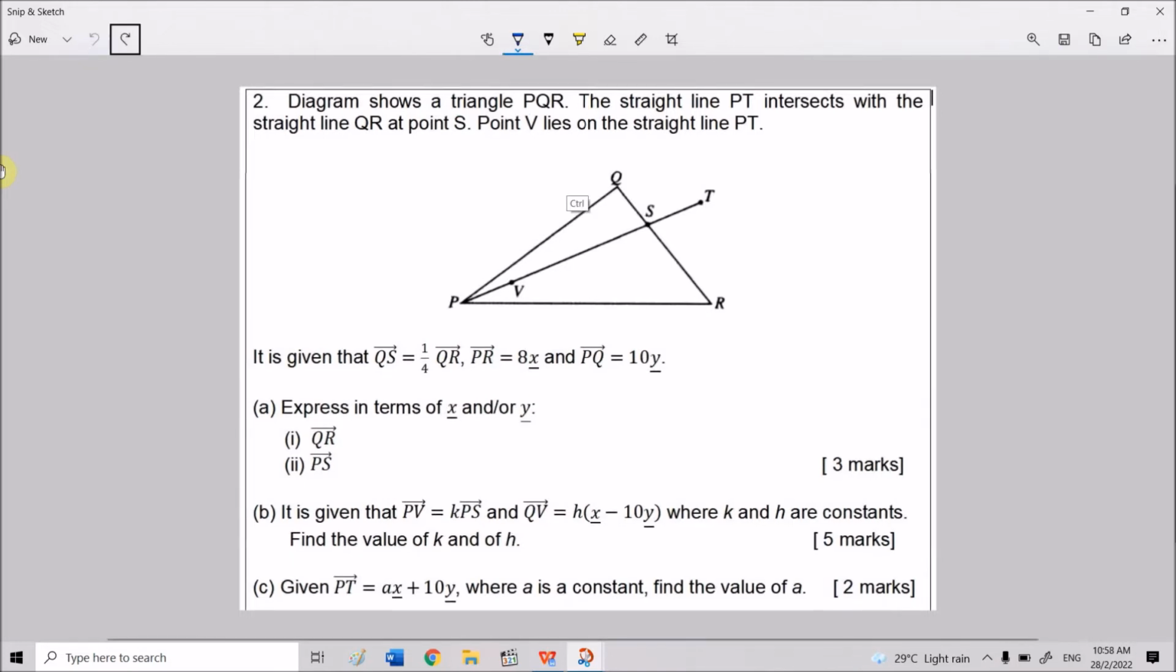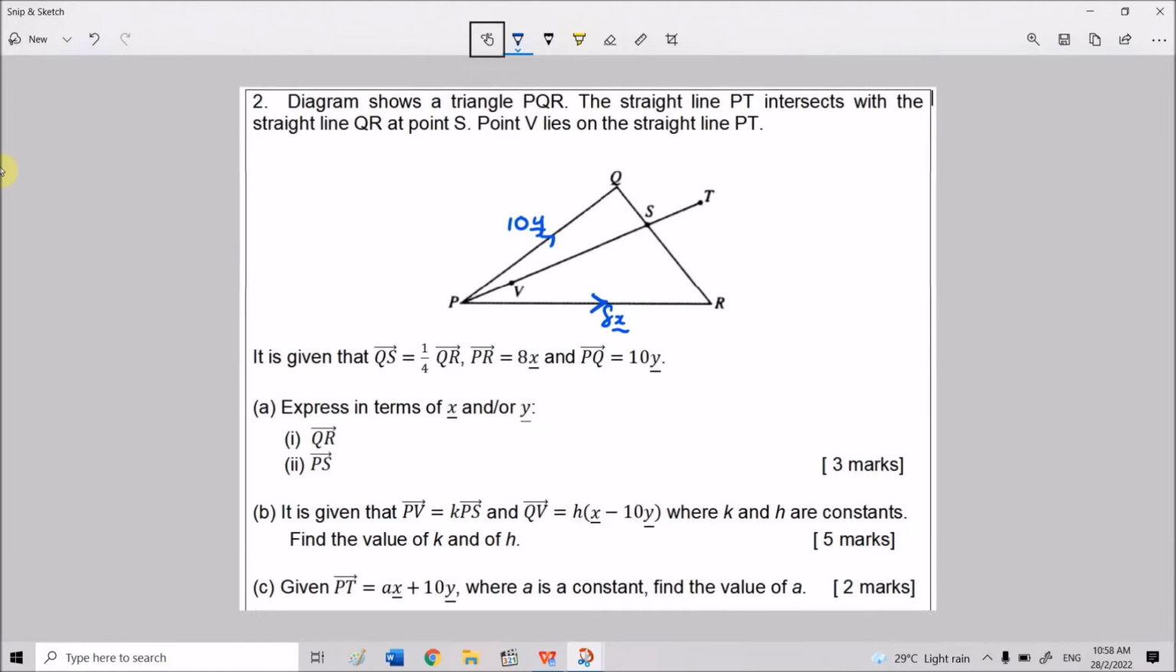Diagram shows a triangle PQR. Okay, so we have a triangle PQR. The straight line PT, we have another straight line here, PT, intersects with the straight line QR at point S. Point V lies on the straight line PT. So we look at additional information here. Given that vector QS is 1 over 4 of vector QR. Vector PR equals to 8 vector x. So PR, from P to R, is 8 vector x. PQ, from P to Q, is given as 10 vector y.